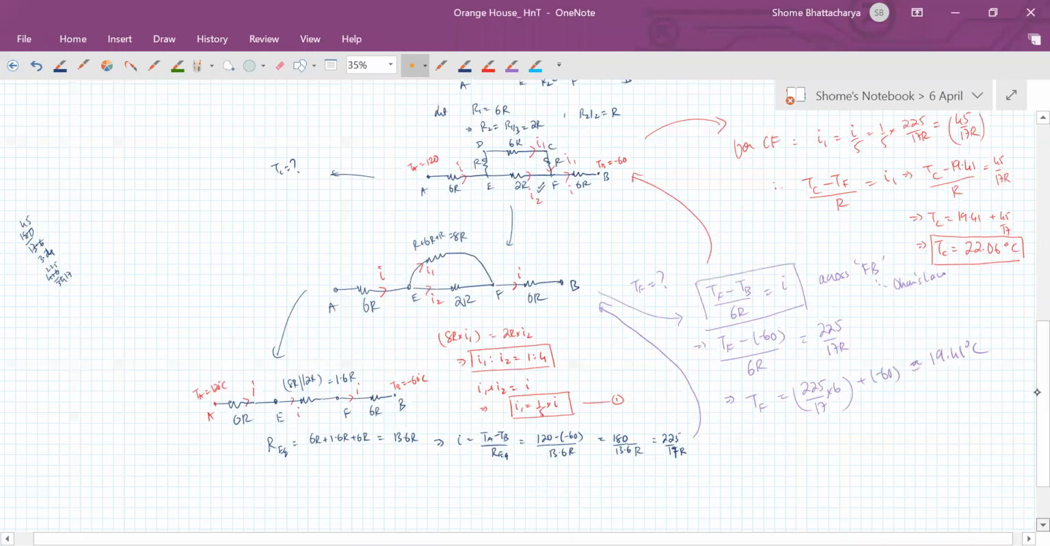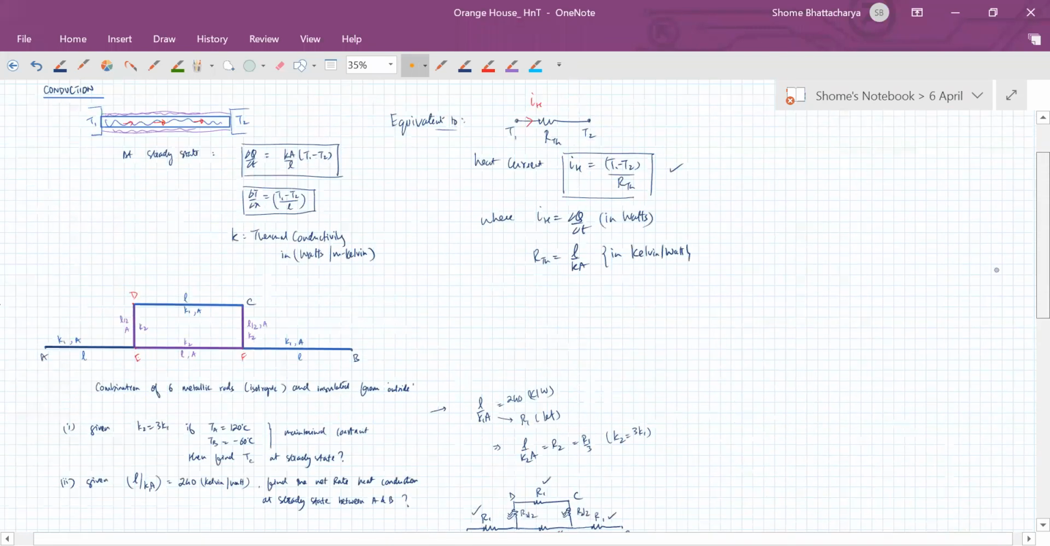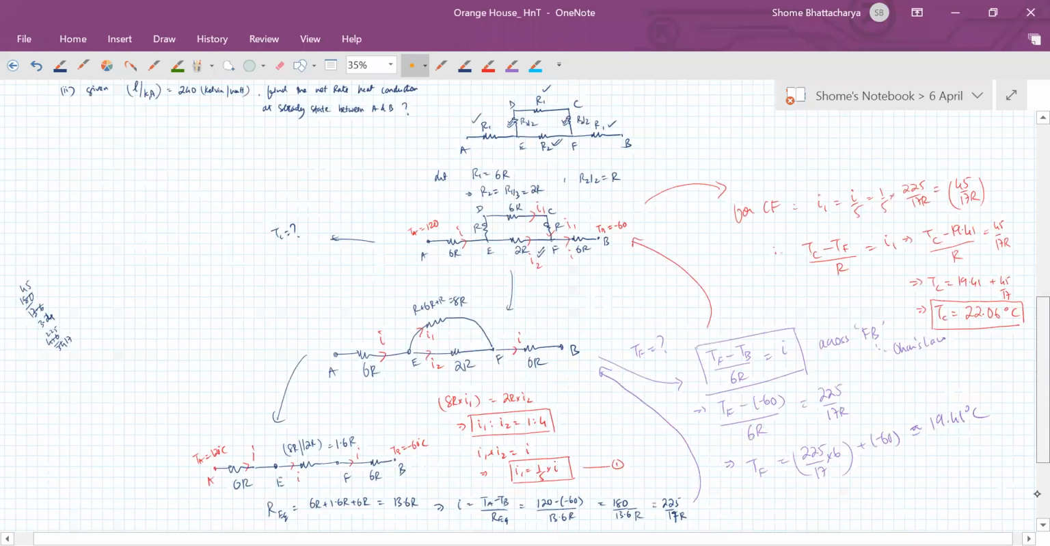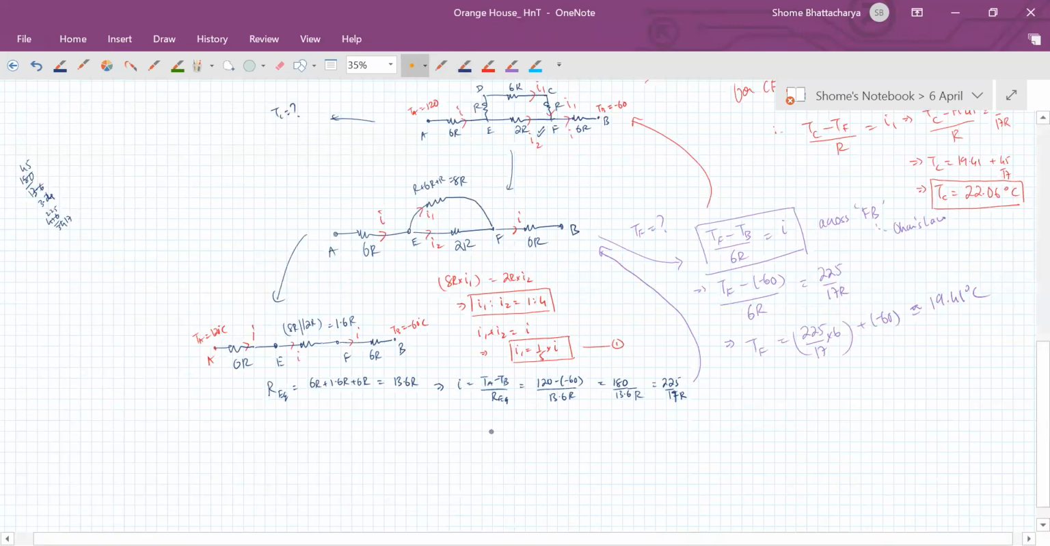Okay, so this is clear now. Now next thing, see, we have to find, so L upon K1A, that is our R1 is given to us as 240. So from that we have to find the equivalent heat conduction across AB. So see, we have already seen that R equivalent is 225 by 17R, where we had seen that R1, which was 6R, was equal to L upon K1A, which is given to us as 240 Kelvin per watt. Okay, so that means R is 40 Kelvin per watt.